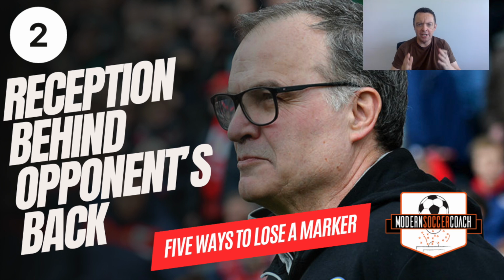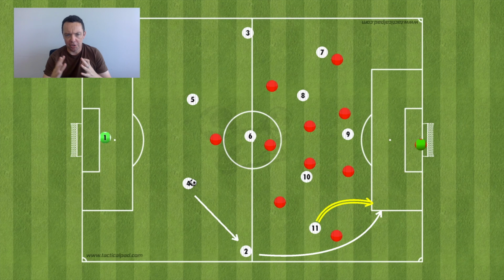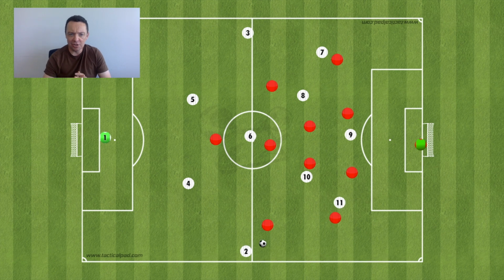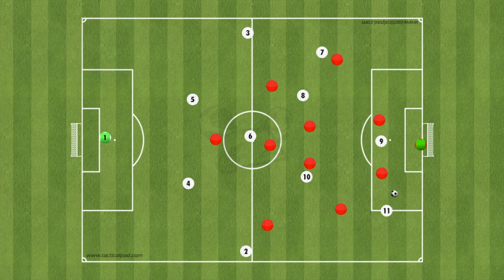The second one is what Bielsa called reception behind the opponent's back. So you attract the opponent with the first move and then exploit the space you create with the second movement. Very useful if you're very close to the opponent. Bielsa said in his presentation about when space is compressed and reduced, I try to get the defender out of their area where they don't feel at home.